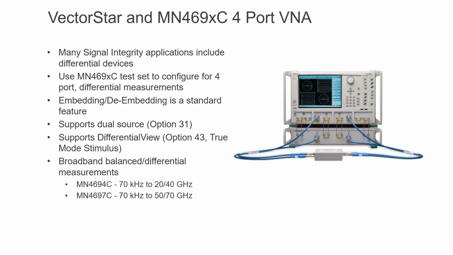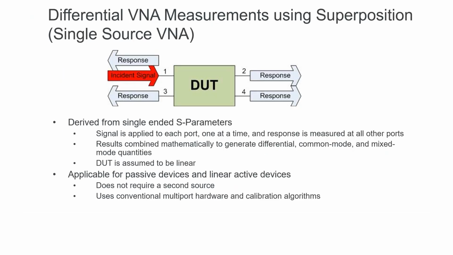In this case, since we're working with a passive device, we do not need true mode, since we're able to measure it with single-ended and then use the mathematical transformation to get our differential results. So we don't need to have multiple sources as a result. A single source will allow us to make all of the necessary measurements for computing the differential S parameter results. These are the only systems that cover kilohertz to gigahertz. So again, 70 kilohertz low-end frequency all the way up to 70 gigahertz in the case of this VNA.